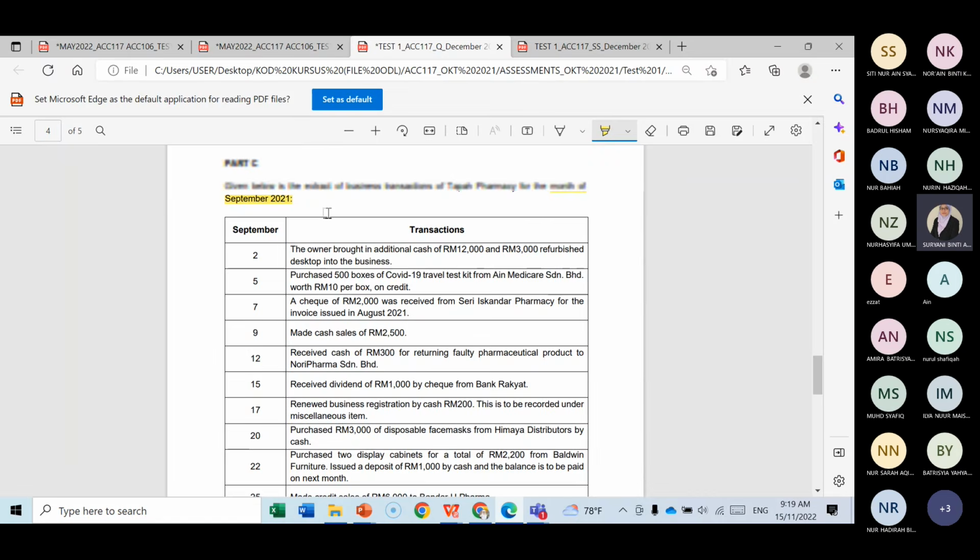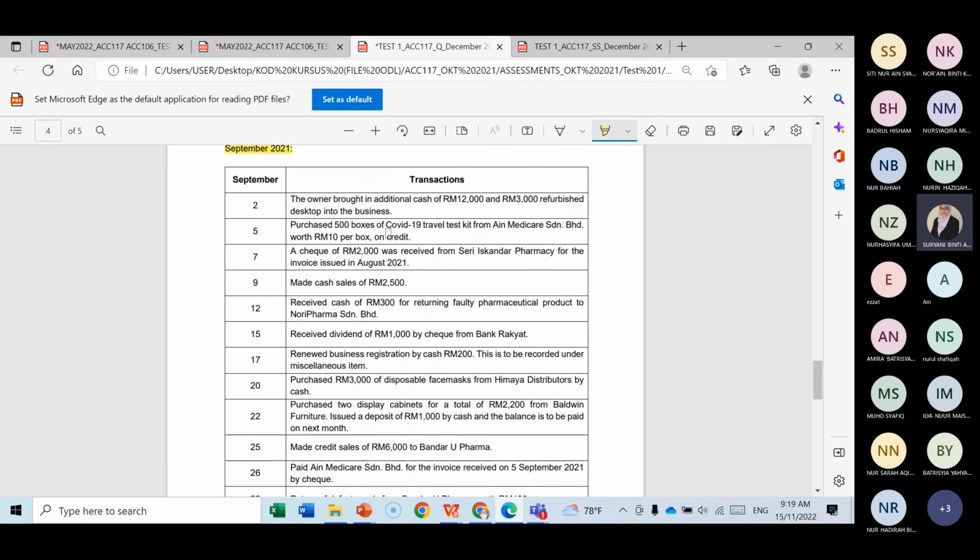The owner, okay, we don't have the name of the owner, but understood the owner brought additional cash of 12,000, and 3,000 refurbished desktop into the business. So the effect is increase in owner's equity and increase in two assets. Why did I say two assets? Because we have cash and refurbished desktop. Well done. Okay, you get the concept already.